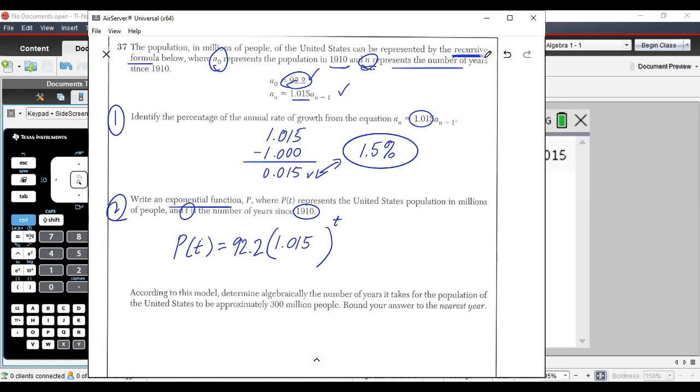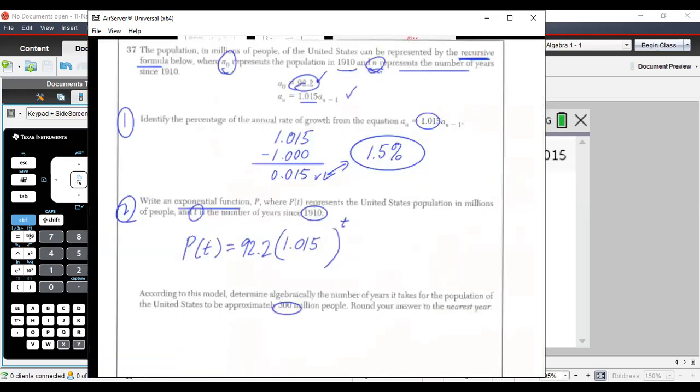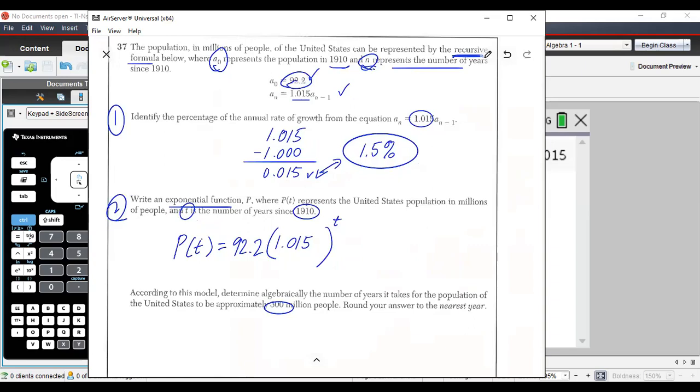So that's the function. Now, it says, according to this model, determine algebraically the number of years it takes the population to be approximately 300 million. Round your answer to the nearest year. All right, so basically this is what we're doing. You can do this graphically, by the way. So I'm going to show you how to do it graphically. We're going to do 300 equals 92.2 times 1.015 raised to the t power. So let's find out what the answer is before we try to do any algebra.